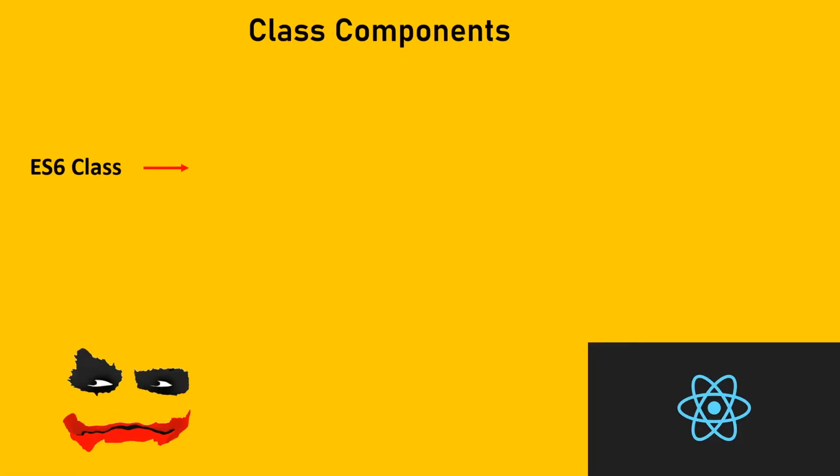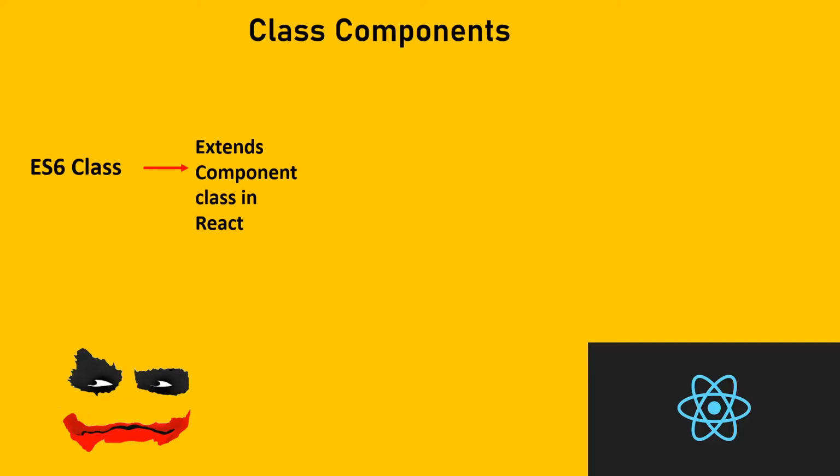Today we are going to talk about class components. We are going to create one and use it and see the differences between class components and functional components and where it's better to use one. So let's get started. A class component is an ES6 class that extends a component class in React.